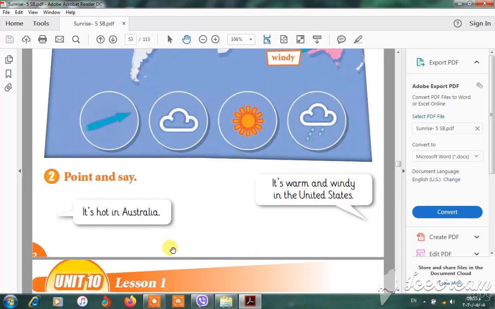There are different types of weather in different countries. Okay, children? It's hot in Australia and it's warm and windy in the United States. Look at here, windy, just like these directions. Warm means not so hot and not so cold, just like this picture.